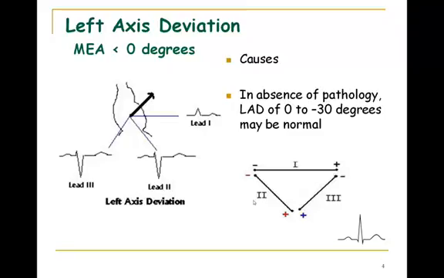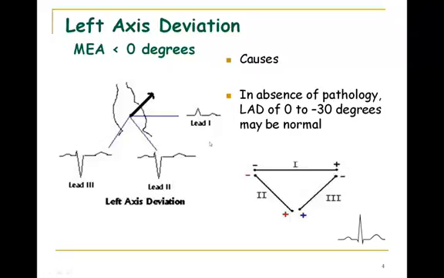Let's make a big point for you again. If I ask you, what is a left axis deviation? I'm pretty much asking you to define it for me. So you need to say a mean electrical axis less than 0 degrees. Do not say less than 0. You gotta give me units. It's gotta be degrees, and it's a mean electrical axis, which you can abbreviate as MEA. That's a perfectly appropriate abbreviation.